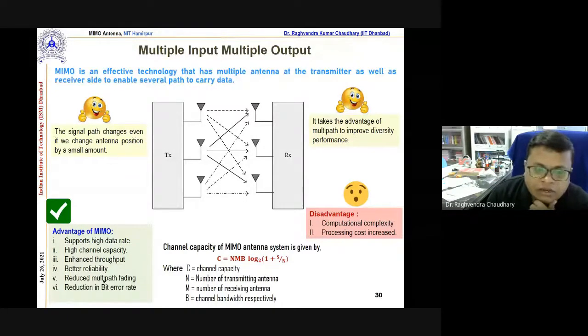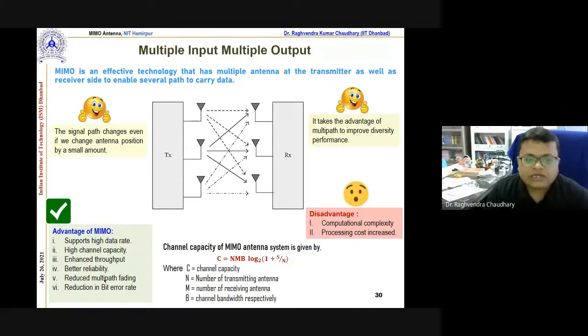Bit error rate, why? Because we are not increasing the modulation techniques. If you are increasing the modulation techniques, surely you will have a high bit error rate. Like if you are using a modulation technique, let's say 8 PSK, definitely the bit error rate will be high. So by introducing MIMO, we can handle this part.